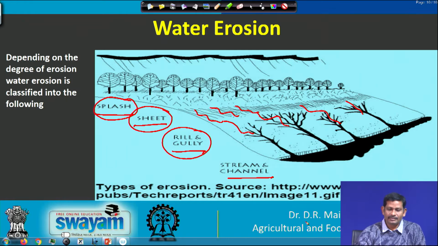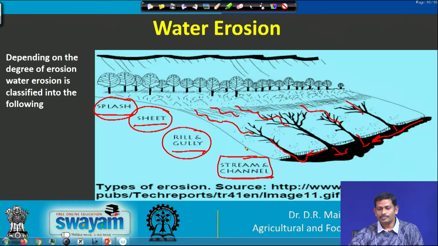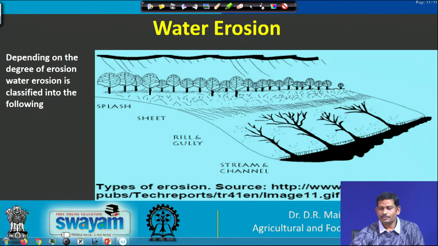After that, the water meets the streams, and because of the flow there are two possibilities of causing erosion: stream bank erosion as well as stream bed erosion. So the stream channel has these two possible cases of water erosion. Then we are going to talk about each individually: splash erosion, sheet erosion, rill, and stream bank erosion.